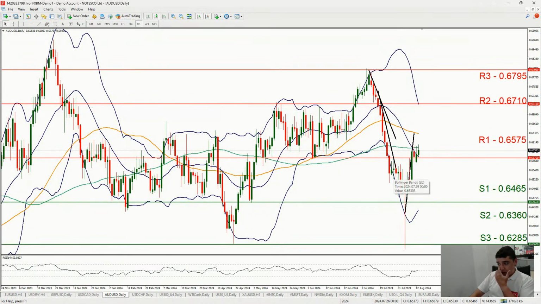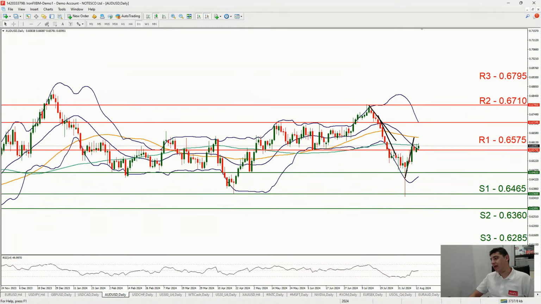Aussie against the US dollar. Aussie appears to be moving in an upwards fashion, so we did maintain that bullish outlook since last week, which we had placed together. It broke above R1, which has now turned to resistance, taking aim for R2 at 0.6710. Now if it fails to break above R2, we would maintain a sideways bias between R1 and R2.